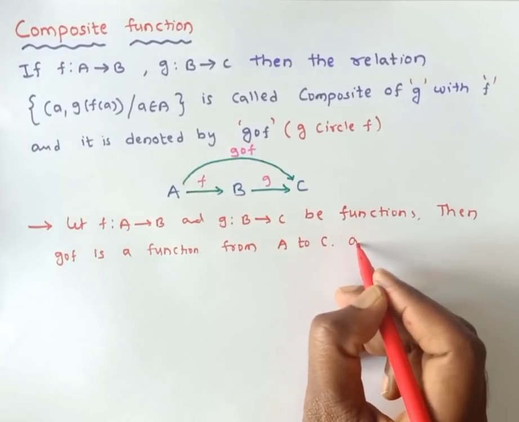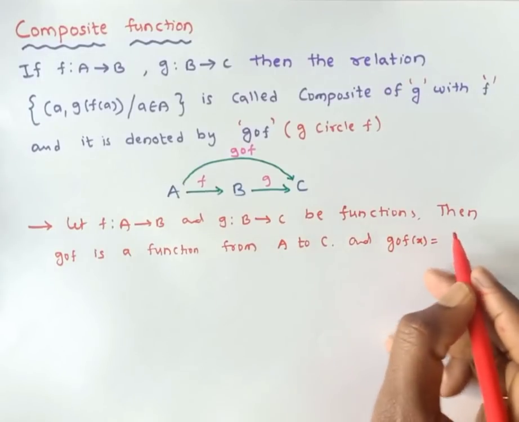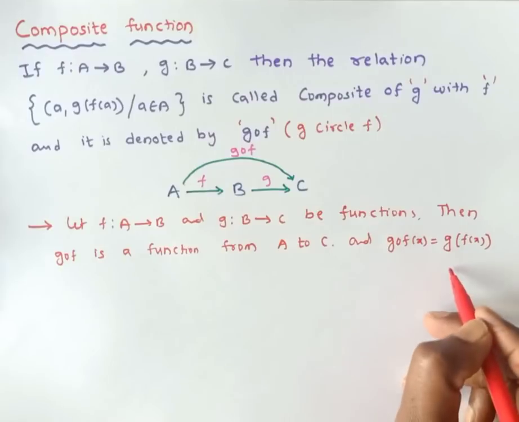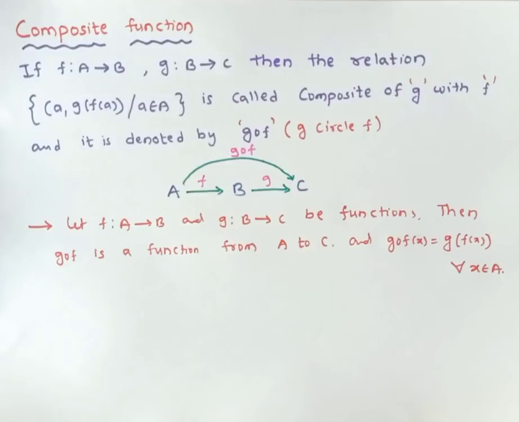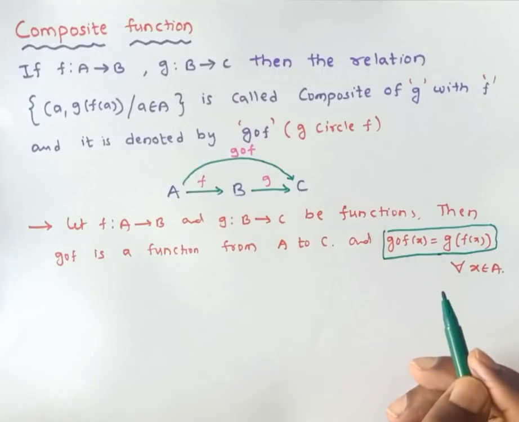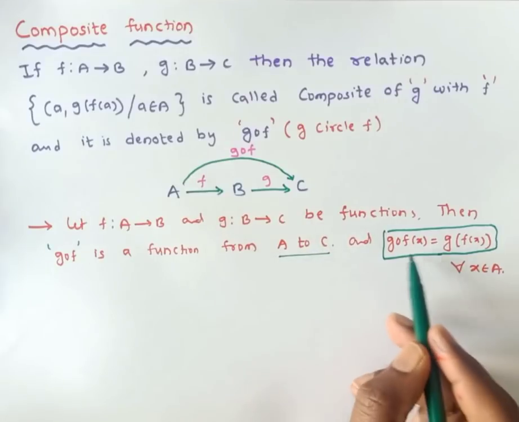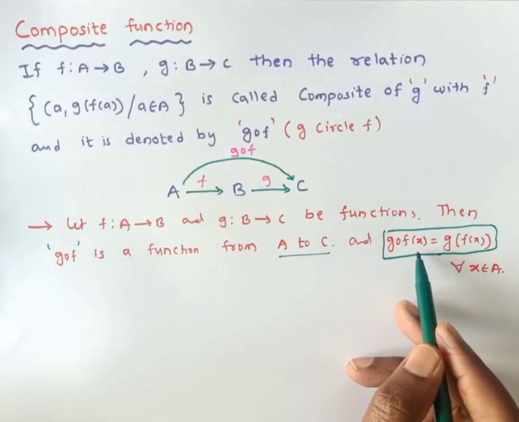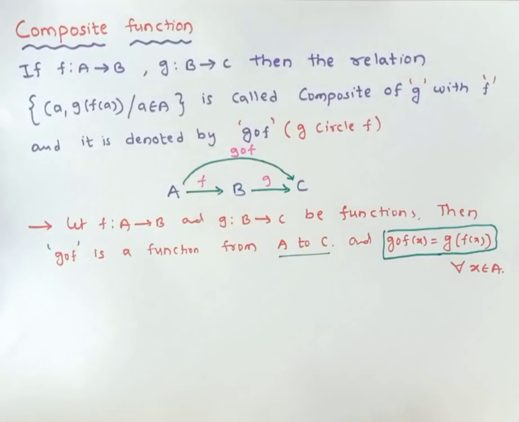And see here, we can express this as g compose f of x, which can be written as g of f of x, for all x belonging to the domain of f. So this is the composition. If f and g are functions, then g compose f is defined and it is a function from a to c. And so you can write every image of x from f as g circle f of x equals g of f of x for every x belonging to a.